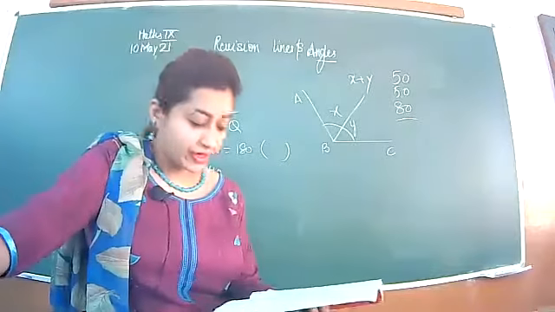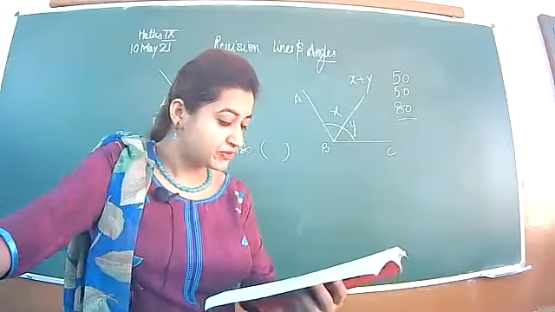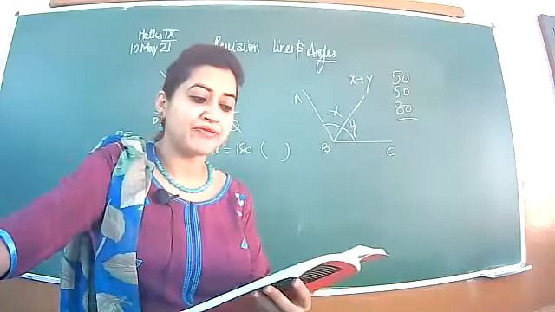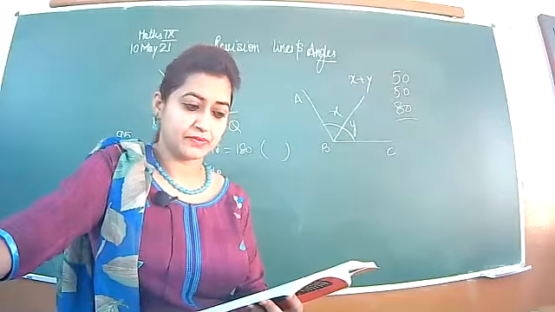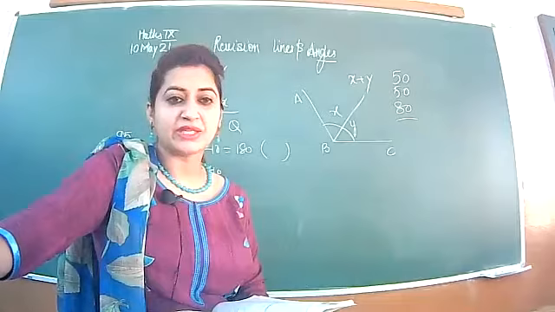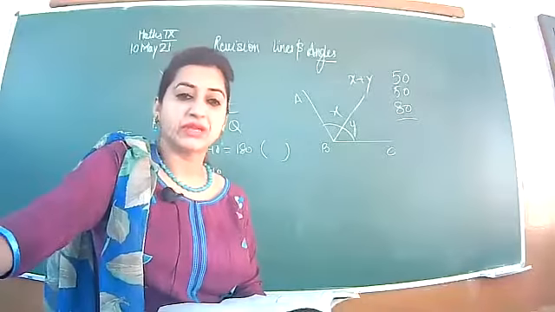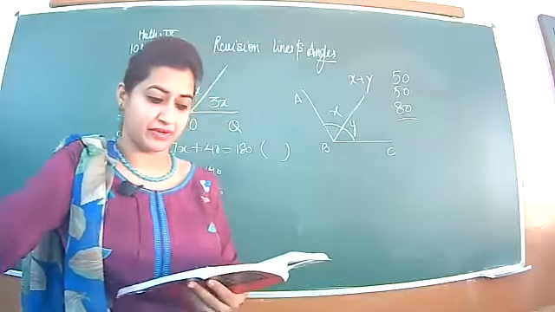If three angles of a triangle are given, then how many triangles can be formed? Infinitely many triangles can be formed if three different angles are given.